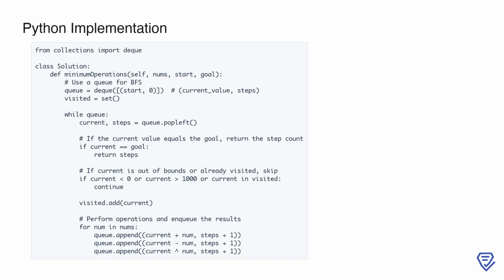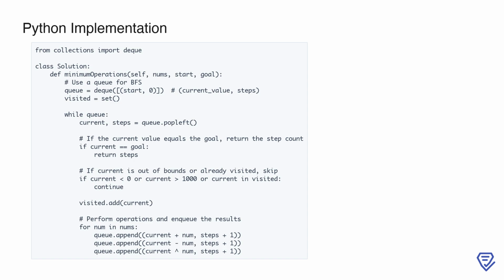We initialize a queue with a tuple containing the starting value and an initial step count of 0. This queue will help us explore all possible values we can reach from the start value. Additionally, we create a visited set to keep track of numbers we've already processed, ensuring we don't revisit the same state or enter an infinite loop. Next, we enter a while loop that continues as long as there are elements in the queue. On each iteration, we dequeue the first element and check if the current value equals the goal. If it does, we return the number of steps it took to reach the goal.